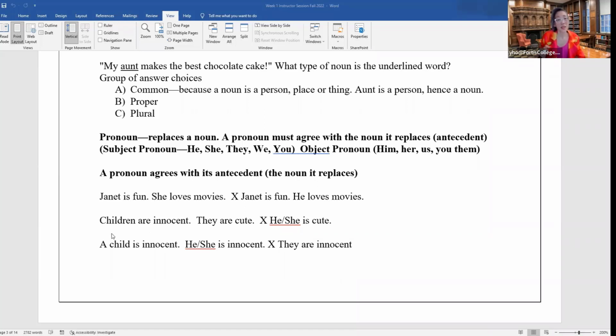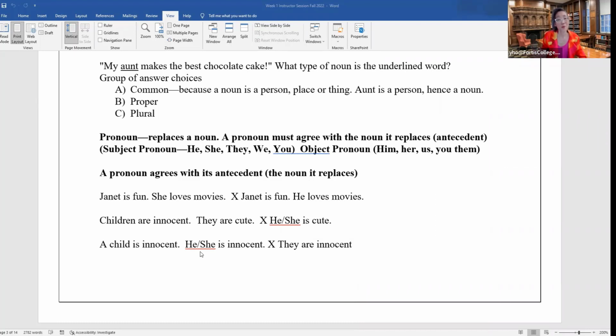Children are innocent. Here, children is the antecedent, and children is plural. So therefore, you have they are cute. A child is innocent. So that's singular. The antecedent child is singular. So therefore, the pronoun he or she becomes a singular pronoun. And notice that because it comes before the verb, it's he and she and they. When it comes before the verb is. If it comes after the verb, then it becomes him, her, us, you, them. That's why we don't say them is innocent and we don't say her is innocent, okay?